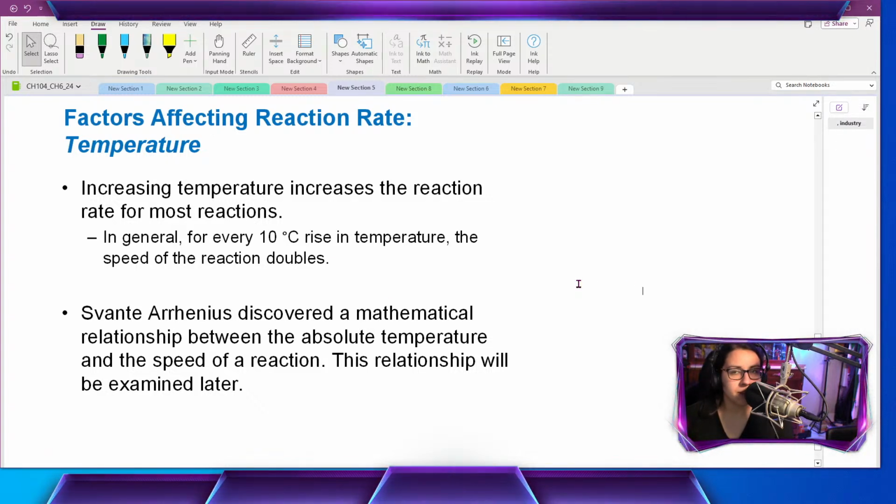And then the properties of the substance. So you always want to keep in mind the boiling points and melting points of everything that you're working with.